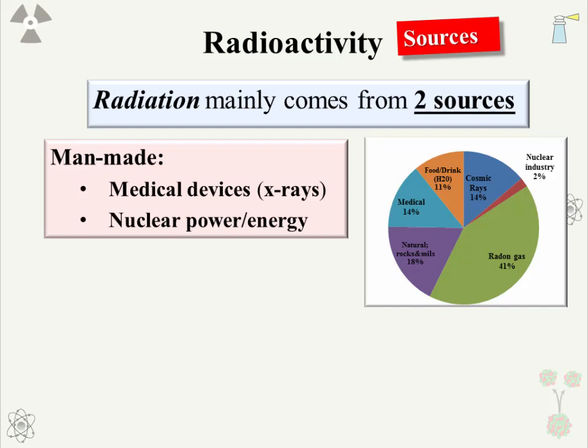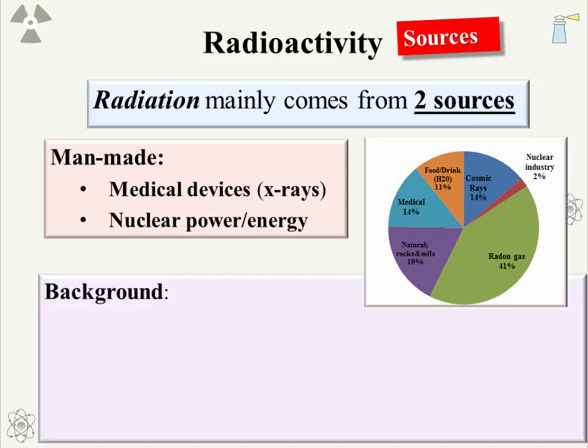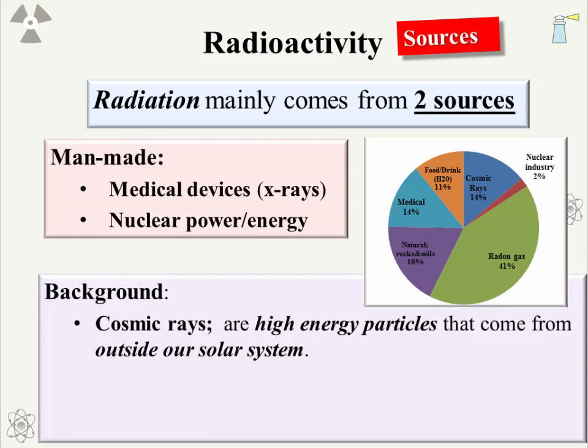There is also nuclear power or energy. Nuclear bombs fit into this category too. With the exception of medical procedures, most people get the majority of their exposure, most of their millirems, from background radiation, including cosmic rays. These are high-energy particles that come from outside our solar system. On average, we are struck by a couple hundred cosmic rays per second, but most do no harm.